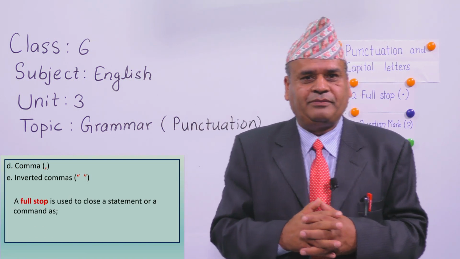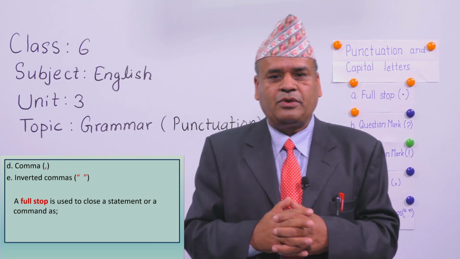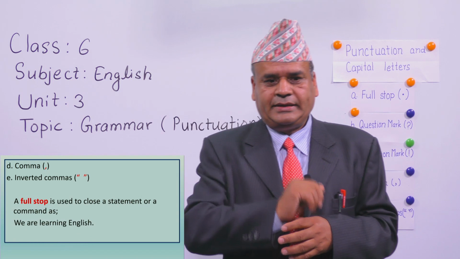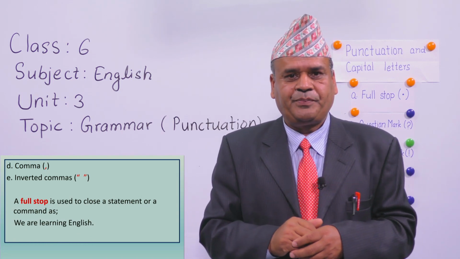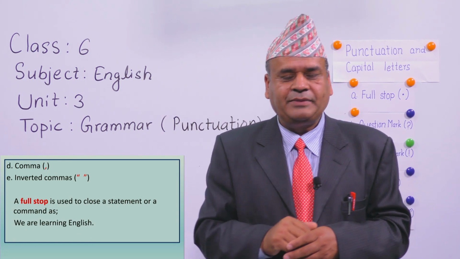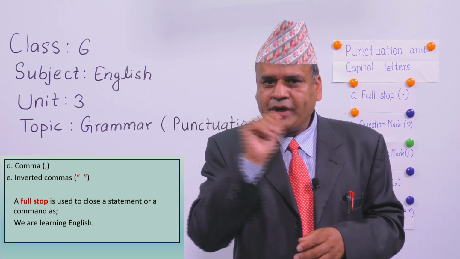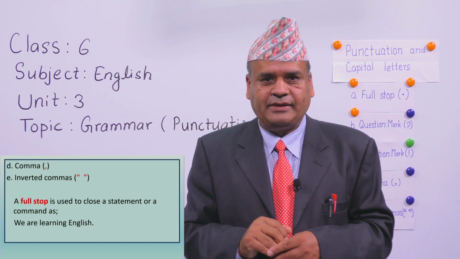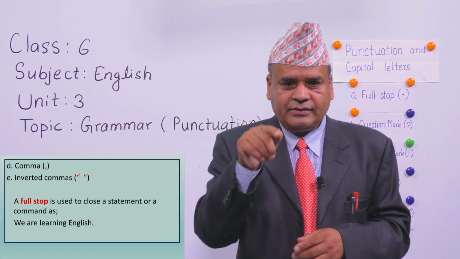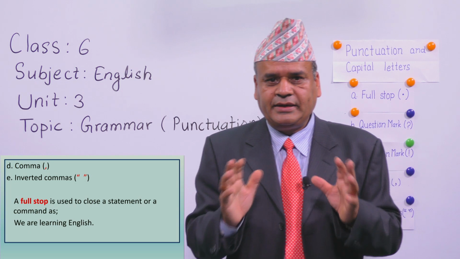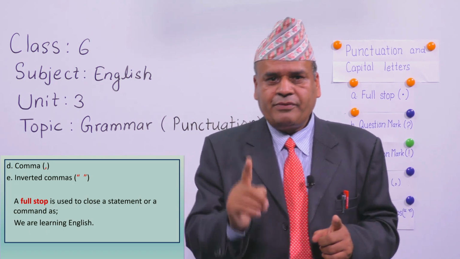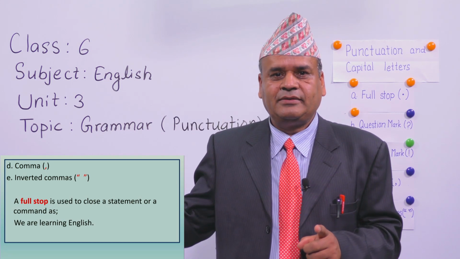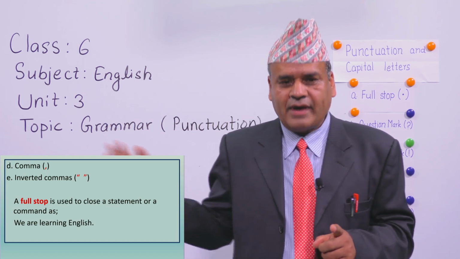And next is full stop. A full stop is used to close a statement or a command. For example, yes, we are learning English. At the end of the sentence, you can see a point, right? Small point you can see, that's a full stop. That means that's the end of this sentence. We are learning English is a sentence. If you want to write more, you will start the next sentence. It will be the second sentence, all right?